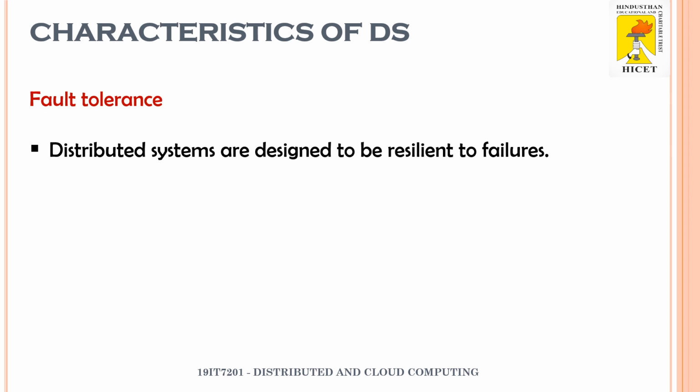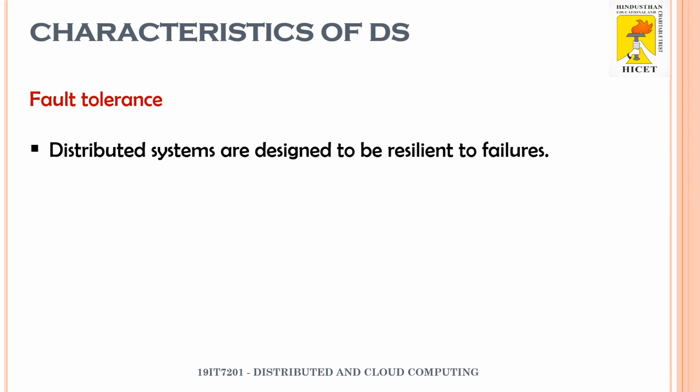The next one is fault tolerance. Distributed systems are designed to be resilient to failures. If one or more nodes fail in the particular network, other systems can continue to operate and complete the task. They distribute the workload, or they may replicate the data across multiple nodes, which means even if one node fails, we don't need to worry about the failures. Still the task will be completed with the other nodes. That's what fault tolerance is.